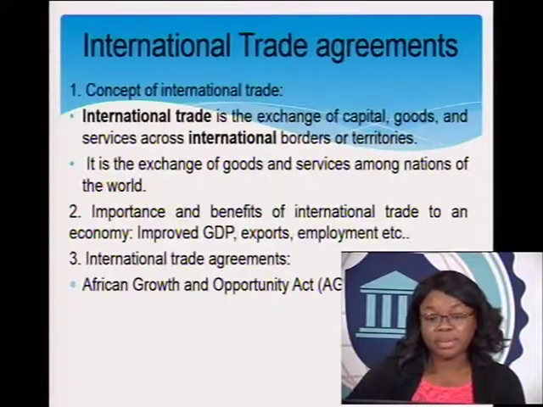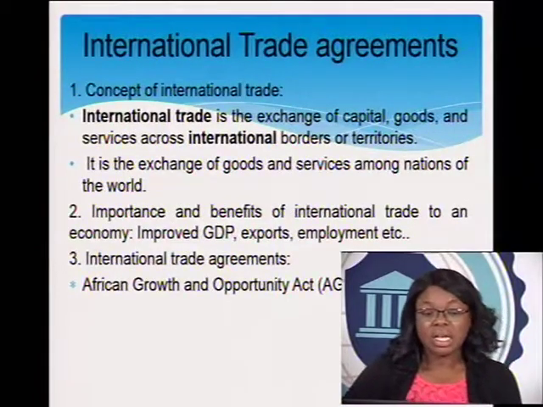Like I said in the previous point, the importance and benefits of international trade to an economy can never be underestimated. And I would like you to look at the AGOA, COMESA, WTO, and the EPA, and how they facilitate the growth of an economy.